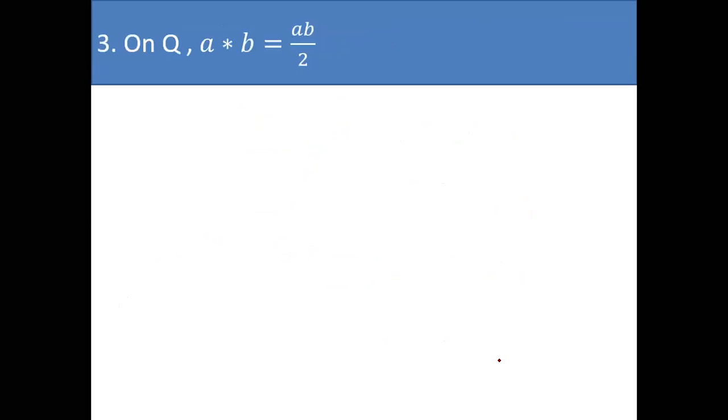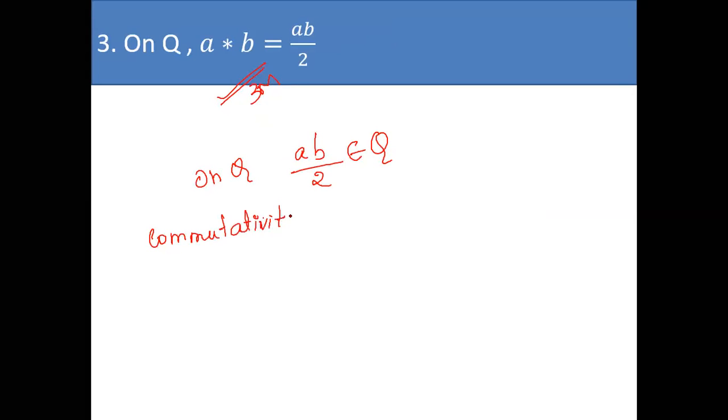Hope this was clear. Okay, so this question was repeated many times for 3 marks question. So carefully you listen. Again, the question is on set of rationals. So clearly it is a binary operation. This is a binary operation because ab by 2 always is a rational number. So we'll check for commutativity and associativity.